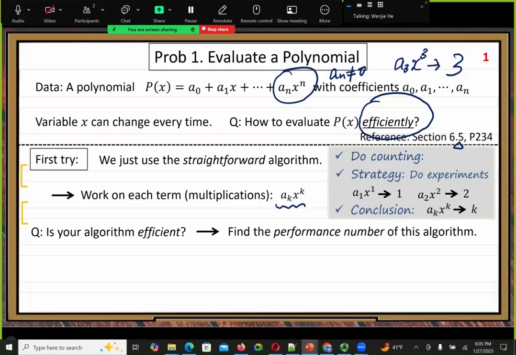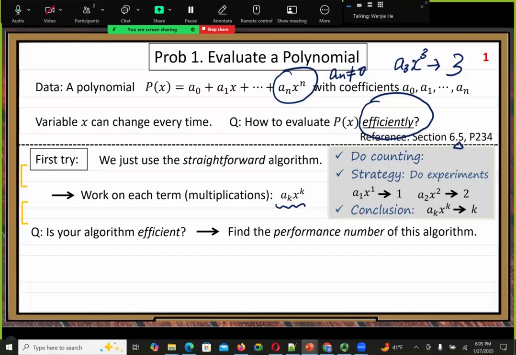But when you answer this question, whether this algorithm is efficient or not, you don't know, right? Why you don't know? Because that's the only way you know how to do the calculation, right? That's the only way. Do you know a second way?